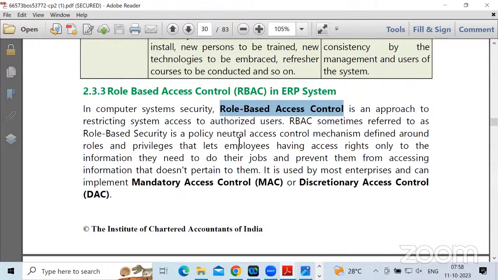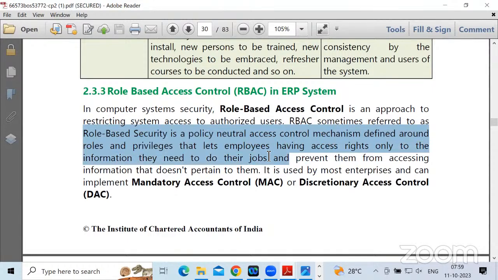Role-based access control. So mandatory access control, discretionary access control. If you remember, we have seen what is discretionary access control in chapter 3 itself. But what is role-based access control? It is an approach restricting system access to authorized users. It is sometimes referred to as role-based security. It is a policy neutral access control mechanism designed around roles and privileges that lets employees have access rights only to information they need to do their jobs and prevents them from accessing information that doesn't pertain to them.